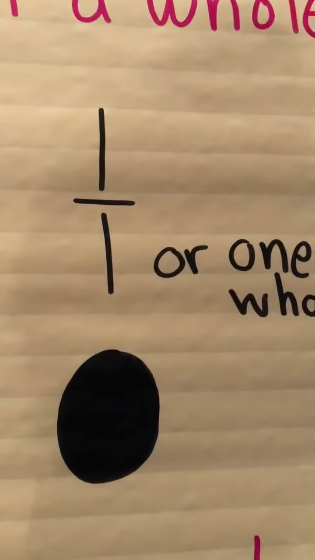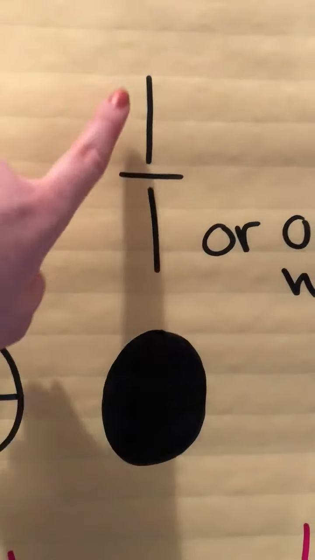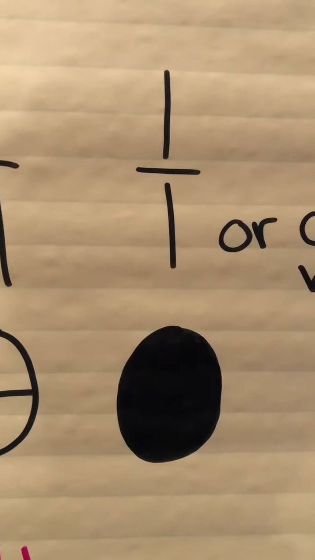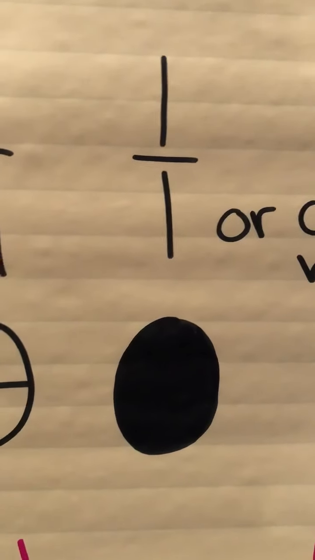And then the last one, the whole thing is shaded in. So we would just say 1 whole. Or you could write 1 out of 1. 1 piece out of 1 piece. That's just 1 whole big piece. It could be a cookie. It could be a pizza. It's just 1 whole. The whole thing is shaded, so you would just say 1.